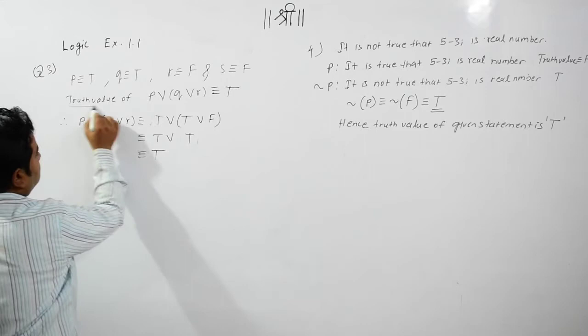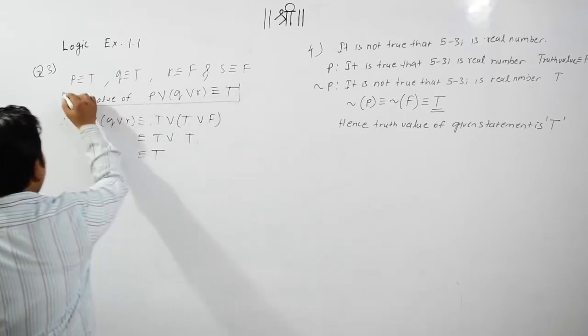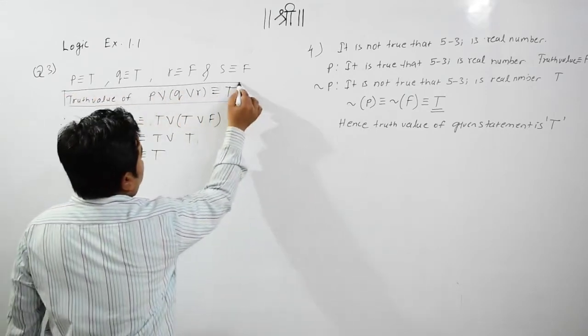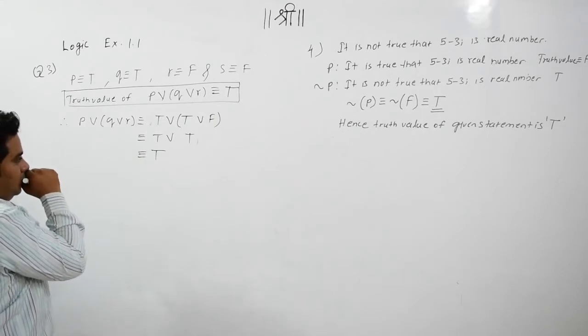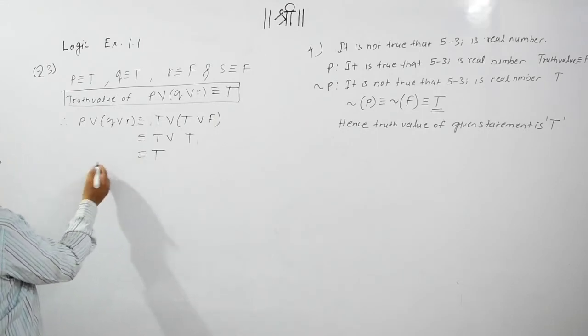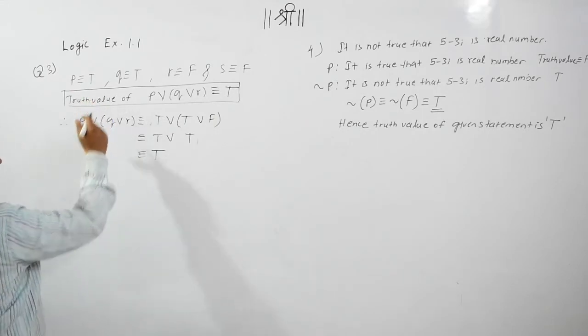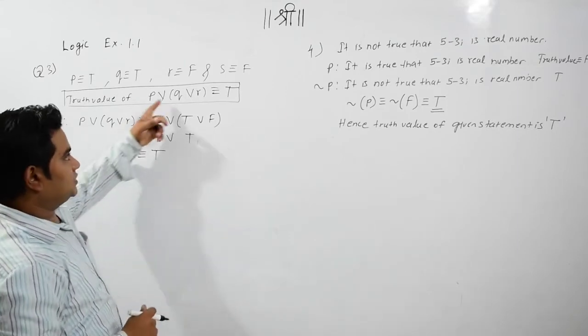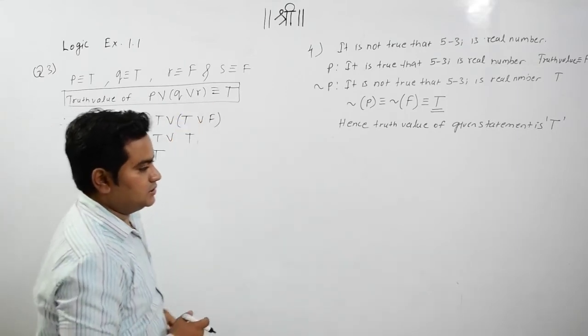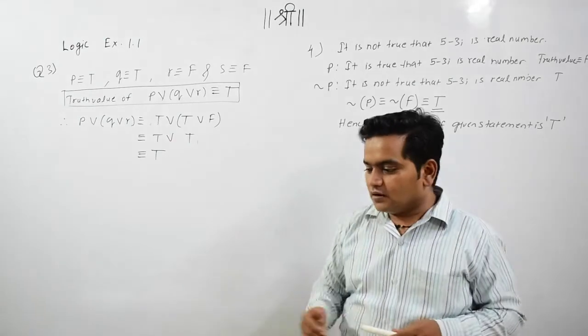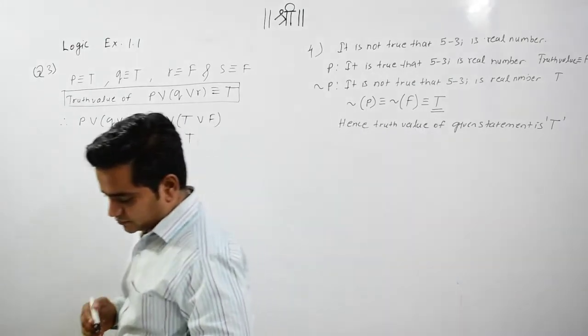That's it. That's the final answer. Understood? So we need to put this statement below. Actually I put it upper side because I knew the question is what truth value contains T. So next question, let's move to the next question.